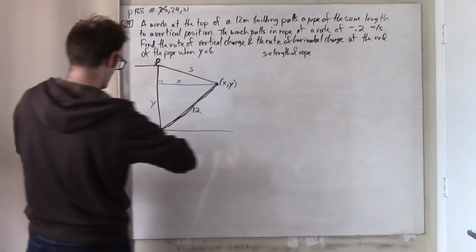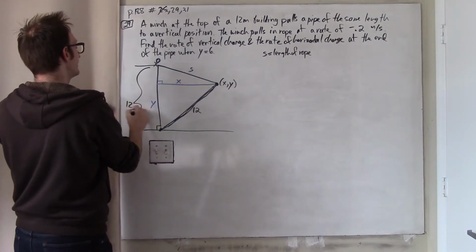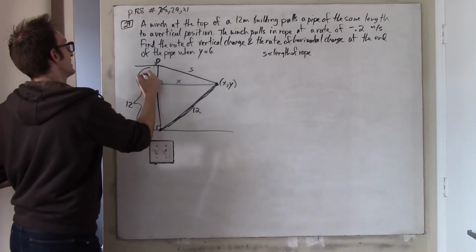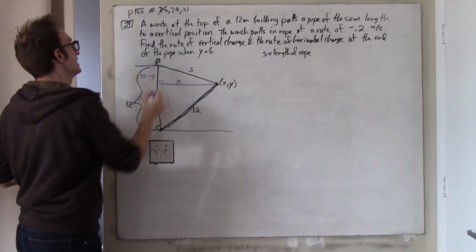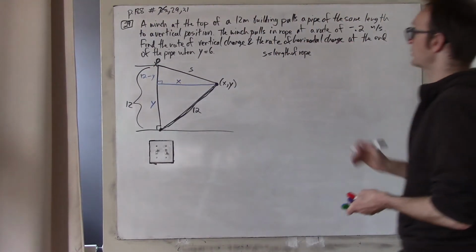And okay, this whole thing was 12. And that makes this there for 12 minus y. 12 minus y. Okay, so read and understand the problem. Pick variables for the quantities which are changing.